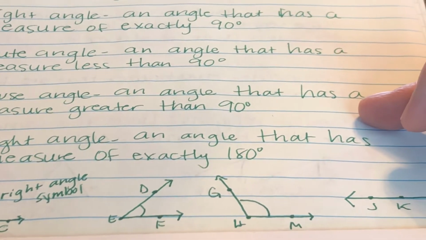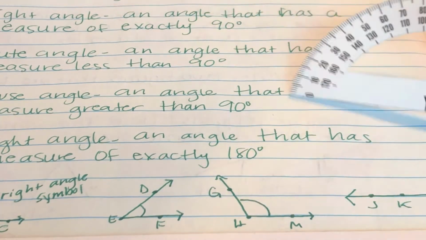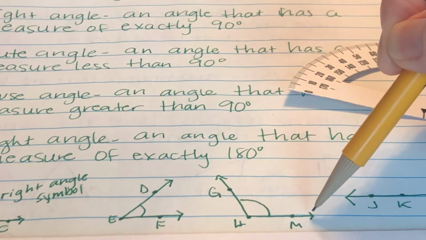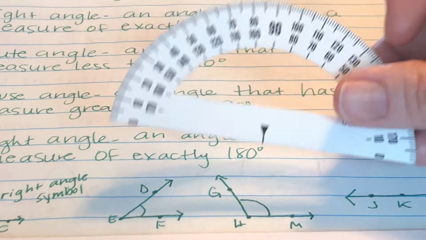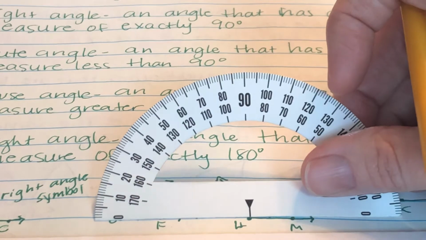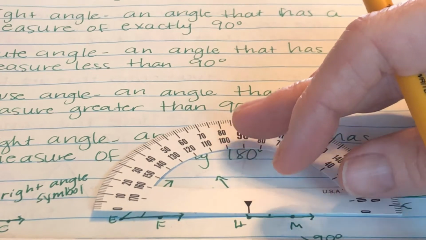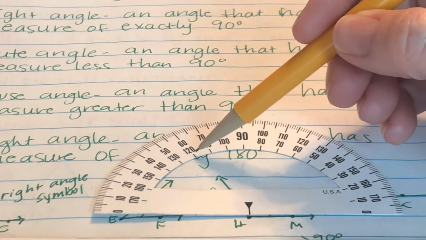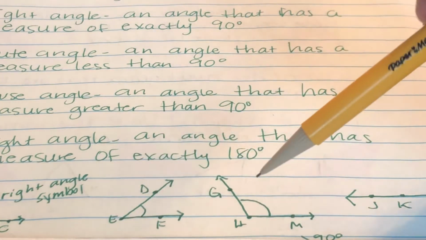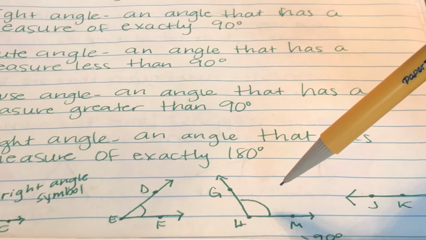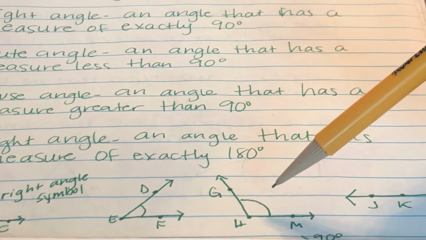Our next angle here, GHM, same thing, I'm going to go ahead and measure it. I notice that this ray is pointing to the right, so when I put my protractor on my vertex, I know that I'm going to still be using the inside numbers. I'm going to line my arrow right up with my vertex. I'm going to lay down my protractor. And when I check this angle out, it's about 120. I'm still using those inside numbers. It looks like it's about 120 degrees. Since that is bigger, greater than 90 degrees, I know that this one is an obtuse angle.